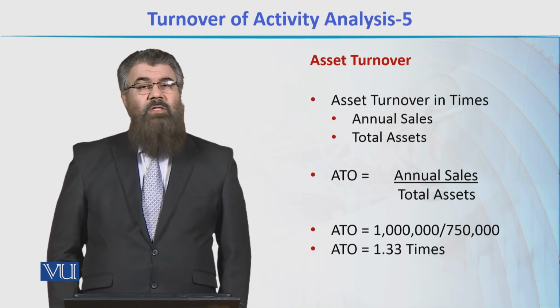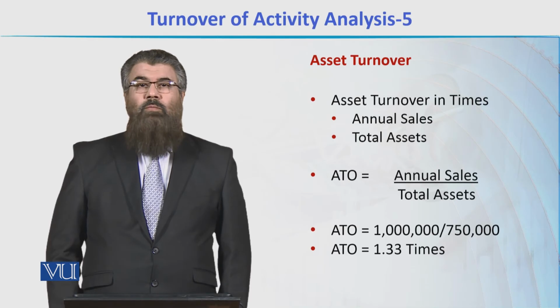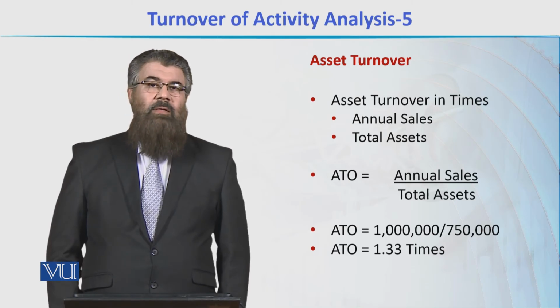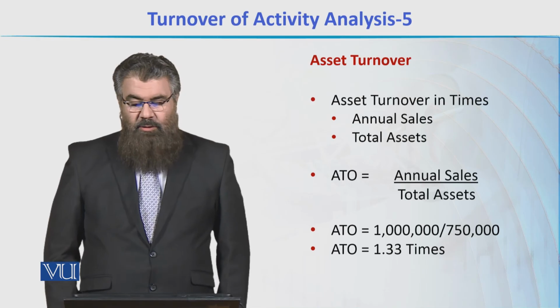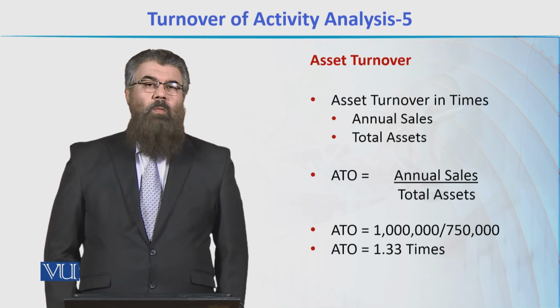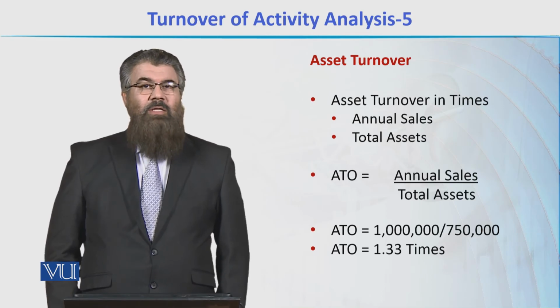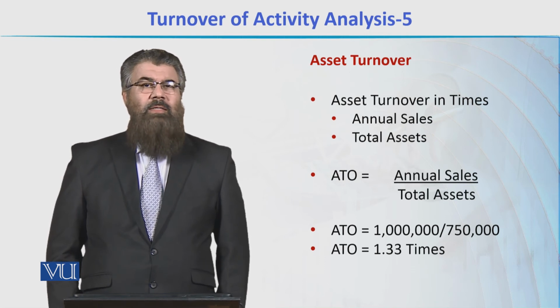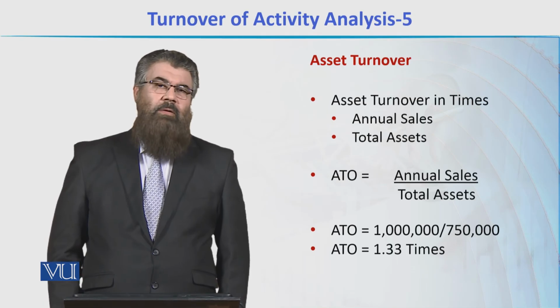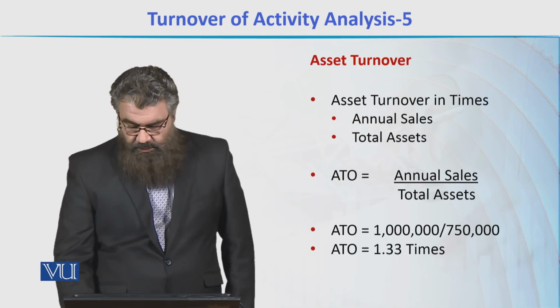But as we have just discussed, benchmarking is most suitable if we compare the ratio with the average of the industry or the other companies operating in the same industry. So in this case, this ratio comes out to be 1.33 times. That means our sales is 1.33 times of our assets. We may put it in other words by saying that our revenue or sale is 133% of our assets. That won't be incorrect either.